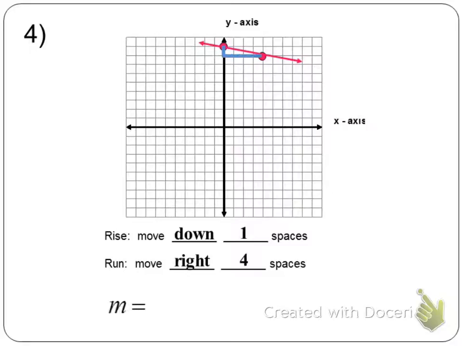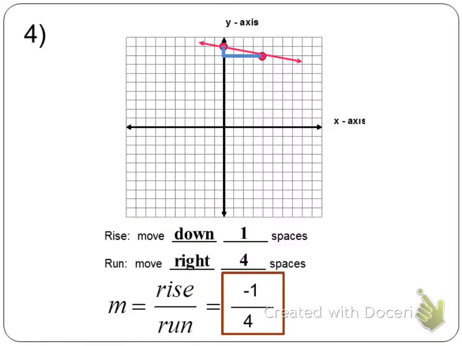So my rise value, if I went down, is what? -1. Over, what's my run? +4. My slope here is -1/4. What are your questions about slope?